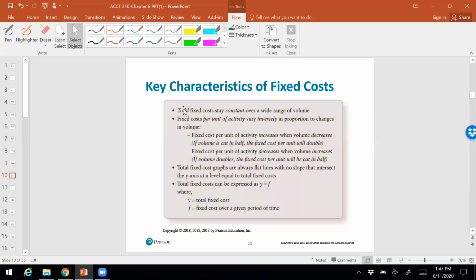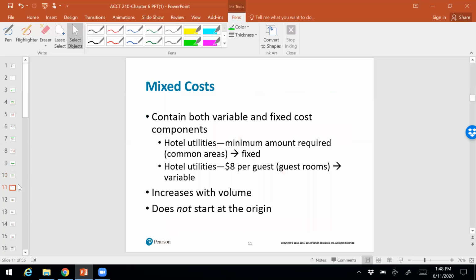Key characteristics of the fixed cost, I don't want to repeat it. Your English is better than mine. Do me a favor, read your textbook and then read this slide very carefully by yourself. Make sure you know y equals F. Fixed is in terms of the total cost. For per unit, it will decrease when the volume increases. Last thing, I'll cover the mixed cost, and then we are done for this video.